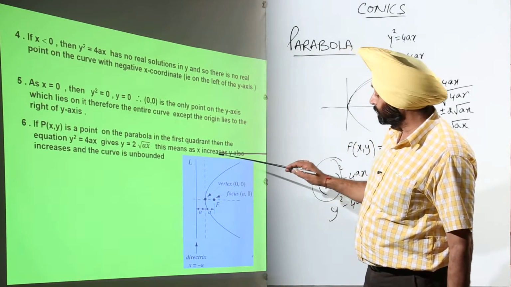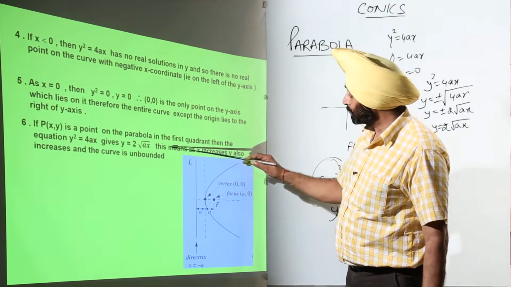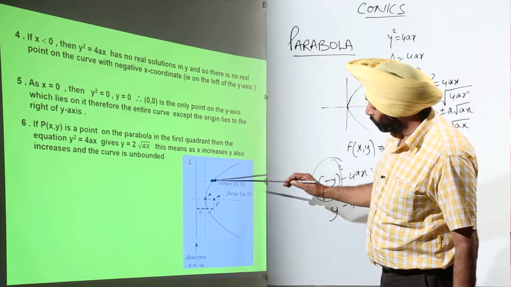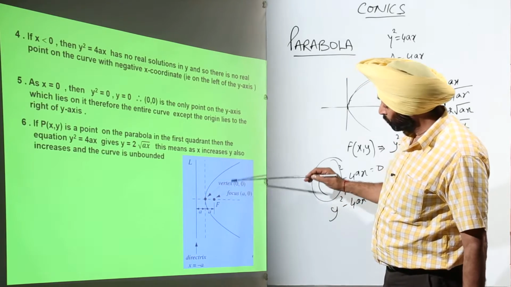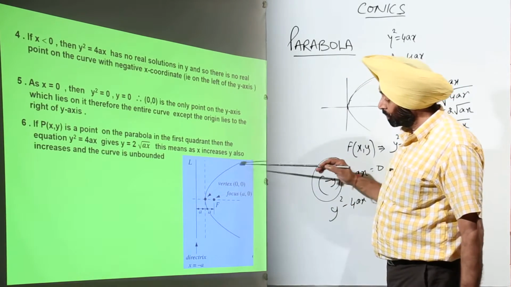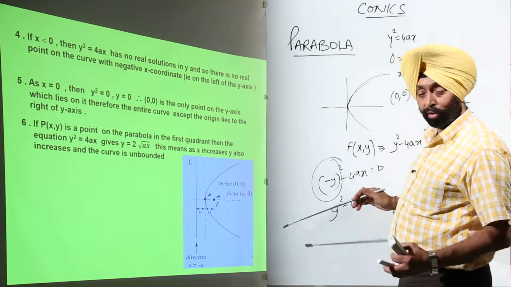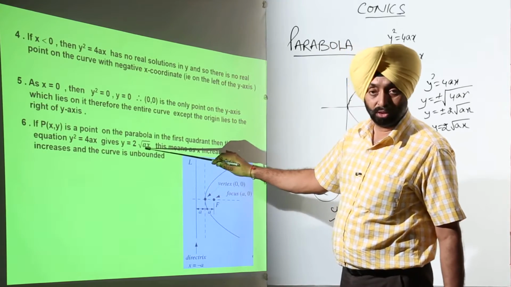This means as x increases, y also increases, and the curve is unbounded. As x is moving this side, the point will be moving up and up and up. It will be an unbounded figure, it will not be coming back. Now one more thing, y is equal to 2 square root of x.